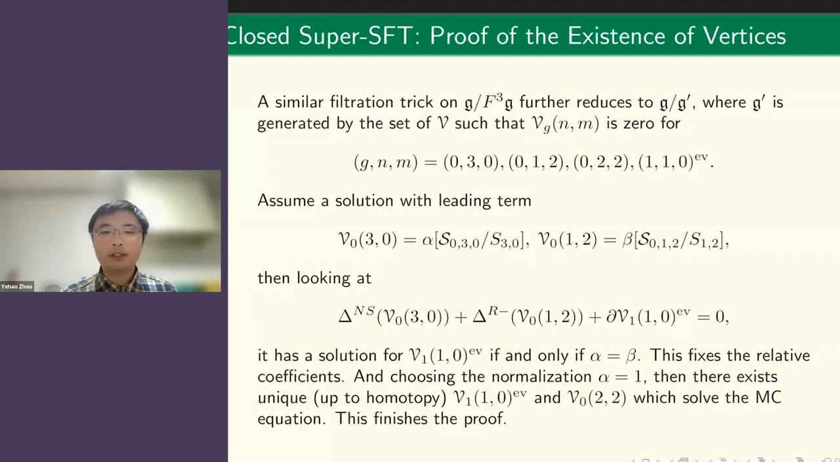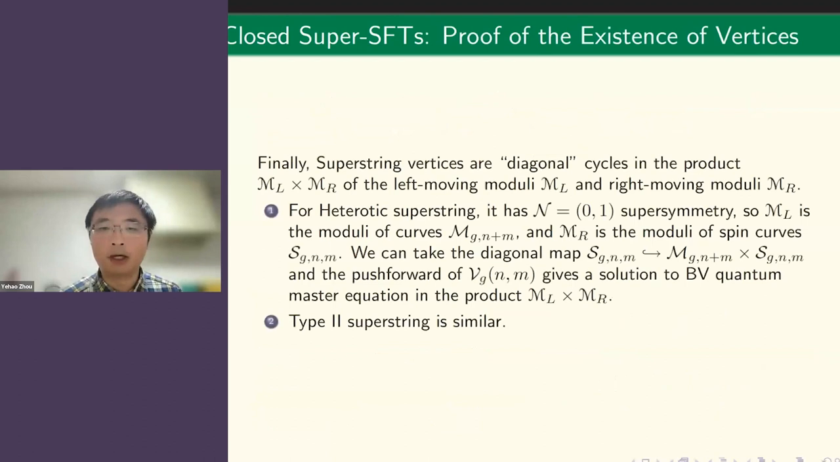And finally, because we are talking about superstring, by definition the superstring vertices is the diagonal cycle in the product moduli space of the left moving moduli and the right moving moduli. For the heterotic superstring, because it has (0,1) supersymmetry, the left moving is the trivial one.